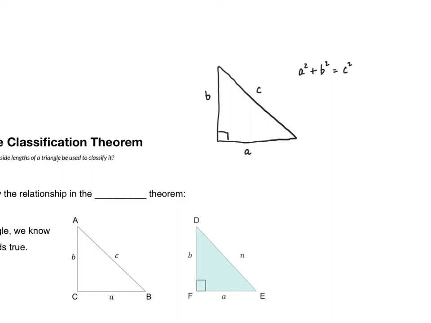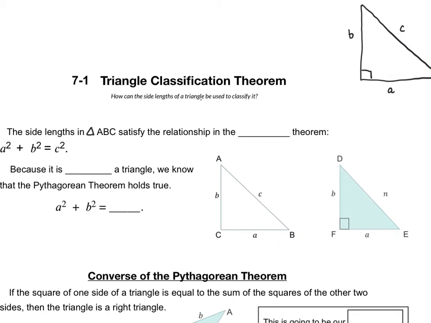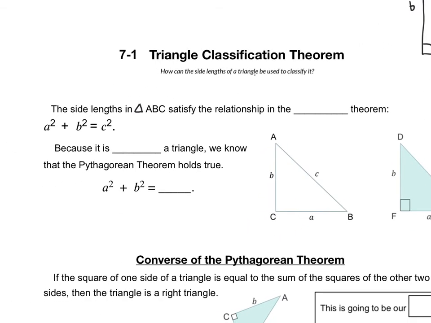So as we look at that, we need to remember that that's what we were using back in the early part of math or in algebra, because we're going to use it now in geometry, and we're going to examine its relationship. In this triangle classification theorem, we want to know, how can the side lengths of a triangle be used to classify it?